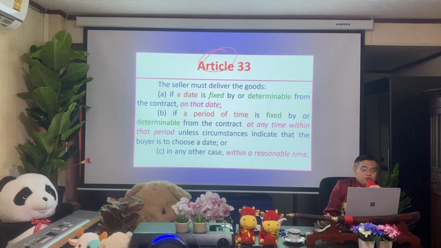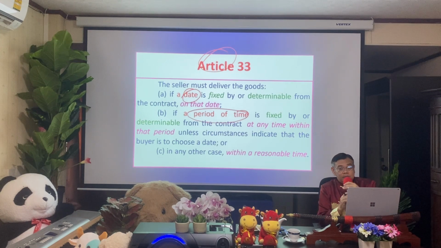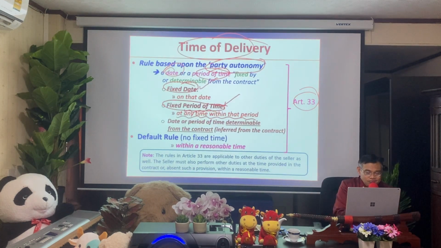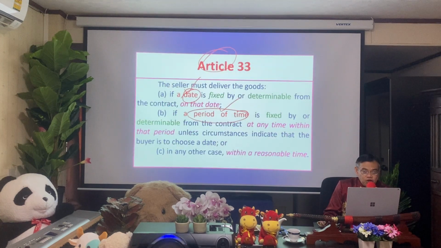Of course, Article 33 is founded upon the party autonomy rule. The parties to the contract may fix the date or the period of time. But in some cases, the parties may not set a fixed date or a fixed period of time, but the date or the period of time can be determinable from the contract. Article 33 also recognizes this possibility. Sometimes the date or the period of time is not fixed by the parties, but it is determinable from the contract.